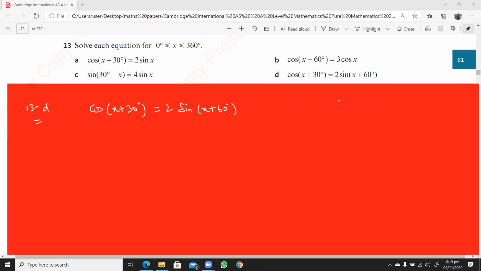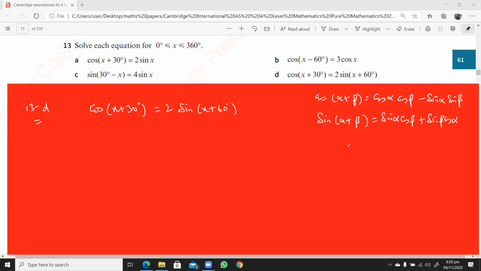I'm just going to write it over here. First of all, you need to know what cos(alpha + beta) is. That is cos alpha cos beta minus sin alpha sin beta. You also need to know what sin(alpha + beta) is: sin alpha cos beta plus sin beta cos alpha.